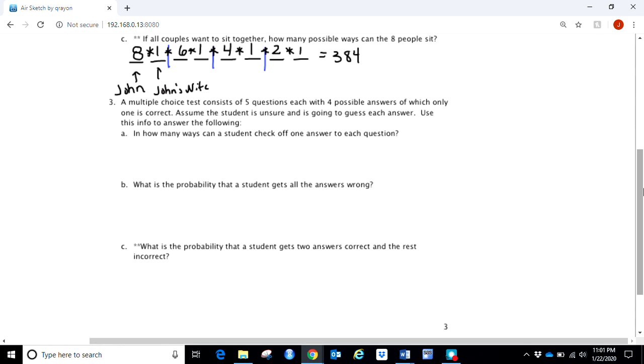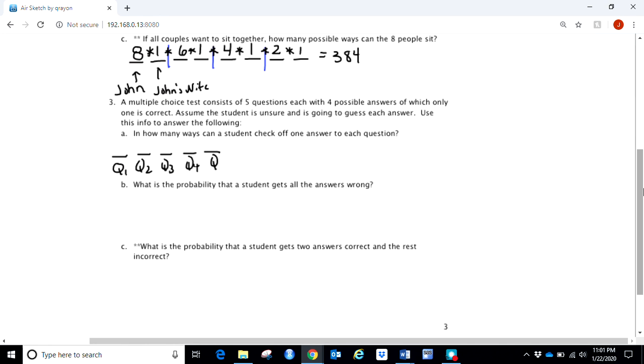And we're going to assume at this point that the student is totally unsure and is just really kind of guessing at the answers. So we're going to use those ideas to help us answer the questions that follow. So the first thing we're going to do is just figure out how many different ways can a student check off one answer to each question. Well, again, just first thinking through this, we have 5 questions.